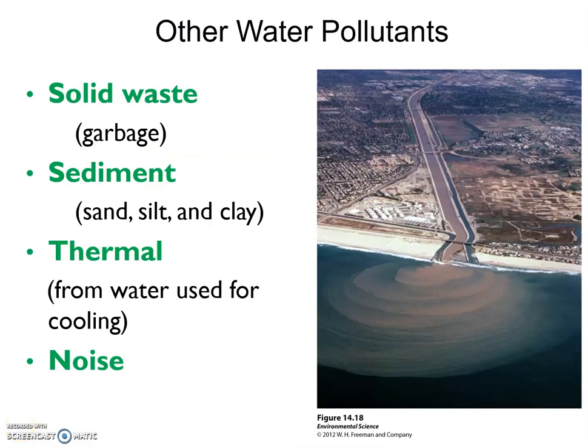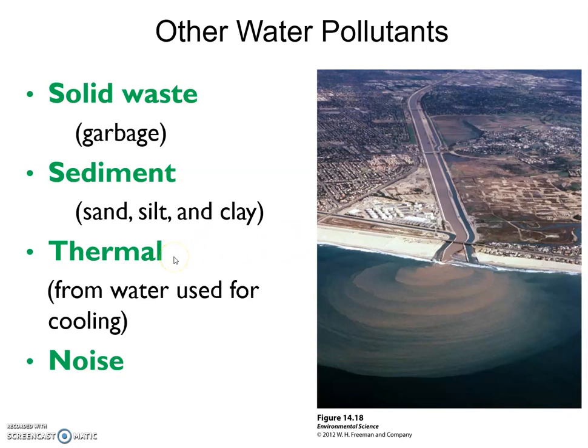So here are a few other water pollutants that you might not think about all the time, but one is solid waste, garbage just getting dumped directly into the waterways. Sediment can be a problem when sand, silt, and clay comes down, maybe as a result, for example, of deforestation and erosion, and that sediment can choke off the water, make it difficult for organisms to survive in that type of choked environment.